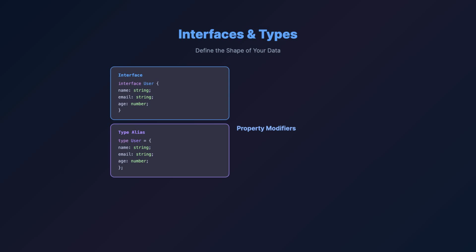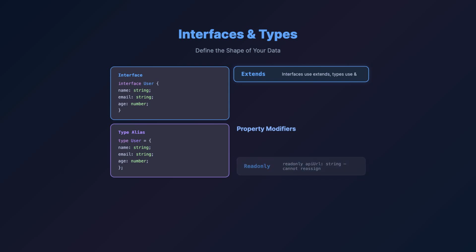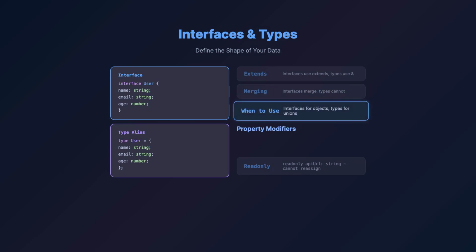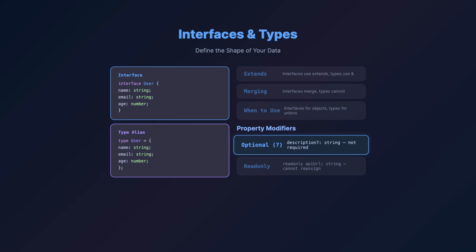Type aliases can do the same thing. type User = { name: string; email: string; age: number; }. So what's the difference? Interfaces can be extended. interface Admin extends User { role: string }. Types use intersections. type Admin = User & { role: string }. Interfaces can be merged. Declare the same interface twice and TypeScript combines them. Types cannot be merged. Use interfaces for objects you expect others to extend. Use types for unions and complex combinations.